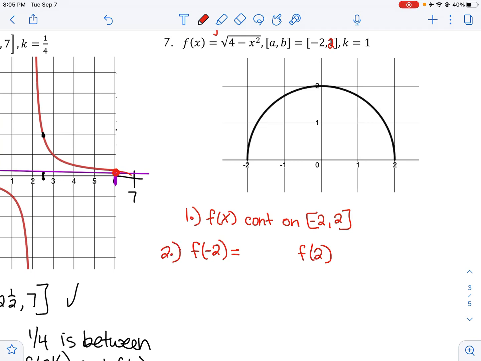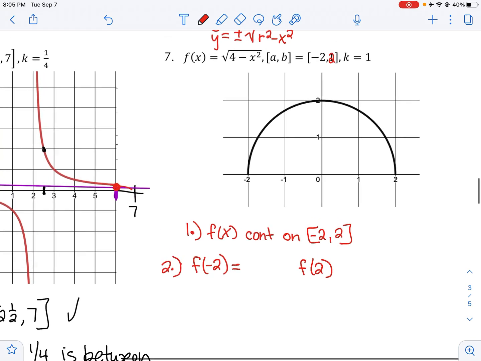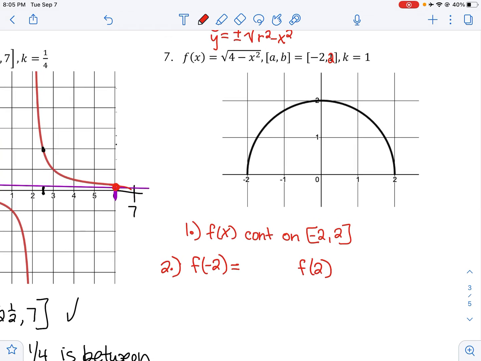Okay, so when we identify f of -2, I plug in -2. Well, -2 squared is +4. 4 minus 4 is 0. Square root of 0 is 0. F of 2, 2 squared is 4. 4 minus 4 is 0. Square root of 0 is 0. Okay, so I get 0 and 0.